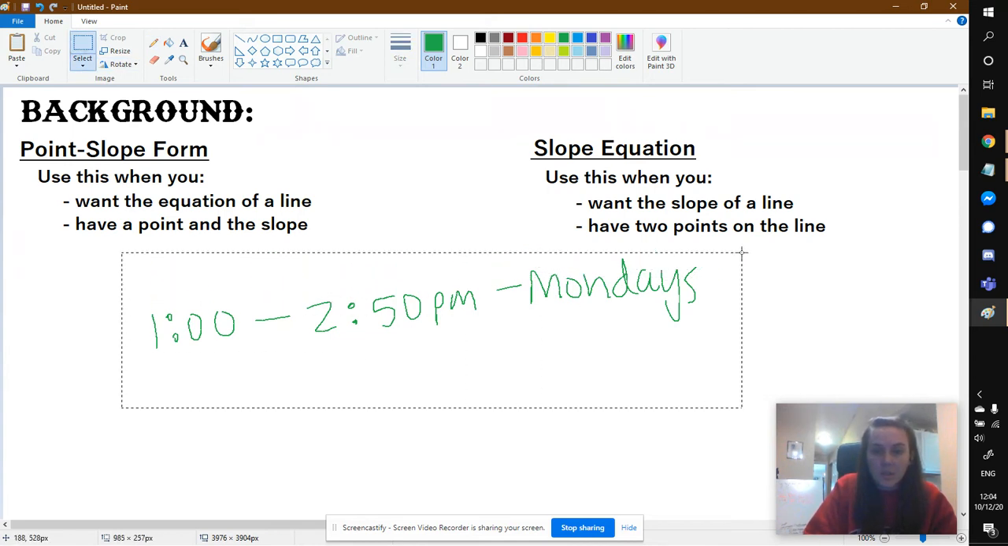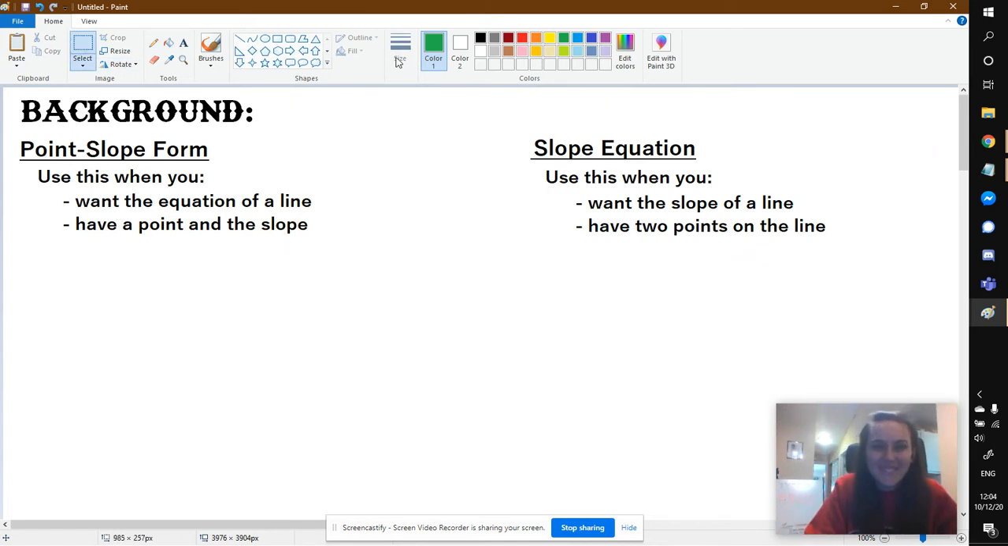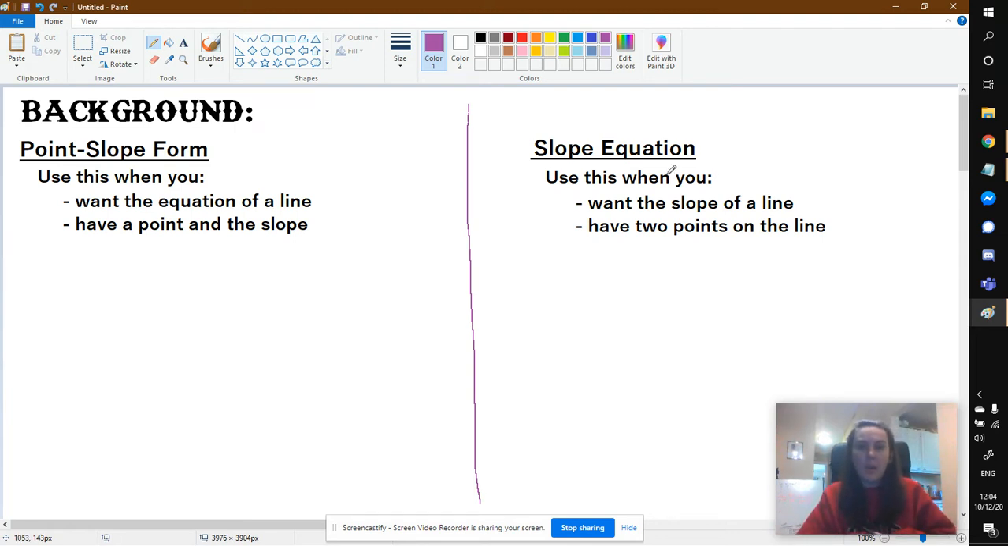All right, let us get to the math. The two pieces of background we want, the two kinds of equations we're going to use, are called point slope form and slope equation. And in any math class, my advice to you is when you're given an equation or a formula or a routine or a skill, you want to know two things. You want to know, what do I need to be able to use this equation? And why am I doing it, right?